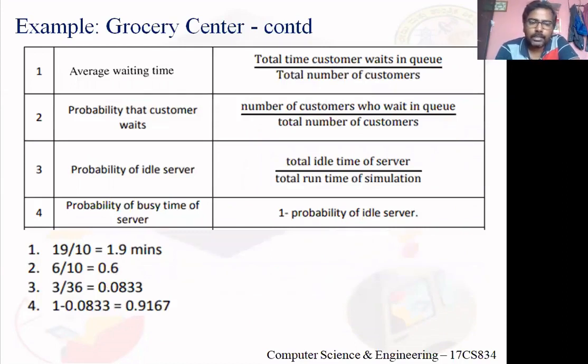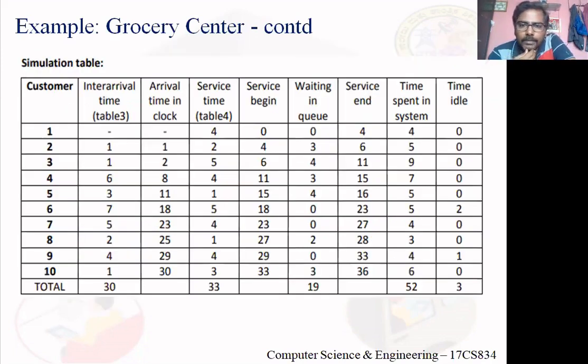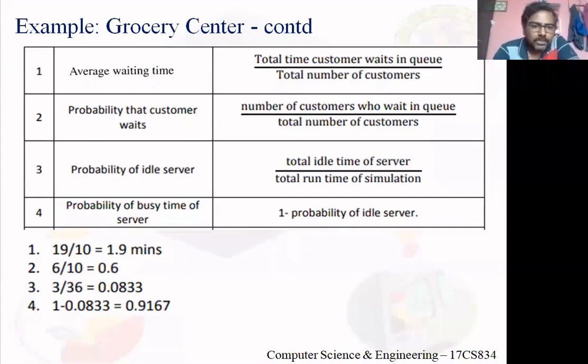Next, the probability that a customer waits. Total customers are 10. Among those, we need to determine how many customers have waited. In the waiting in queue column, the customers who waited were customer numbers 2, 3, 4, 5, then customer number 8 and customer number 10. So a total of 6 customers were delayed, made to wait in a queue. So the probability that a customer waits is 6 by 10.